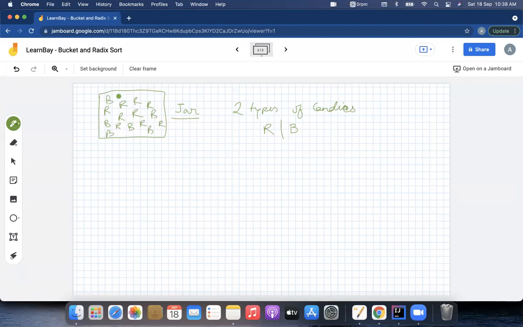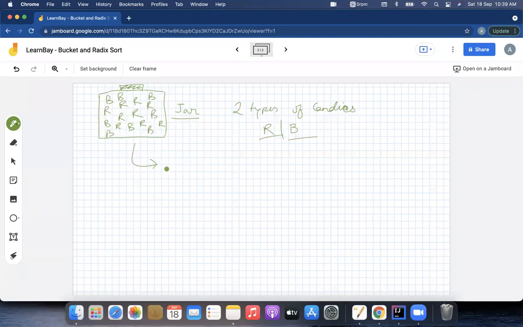Now, a very simple problem: let's say I ask you to sort the candies in the jar between red and black. There are only two types of candies, red and black. You need to sort all the candies in this jar into a red pile and a black pile. Basically, you want to segregate. This is a very trivial problem, which any kid can solve.